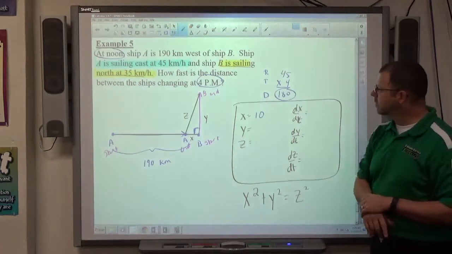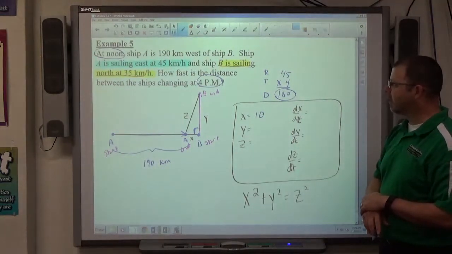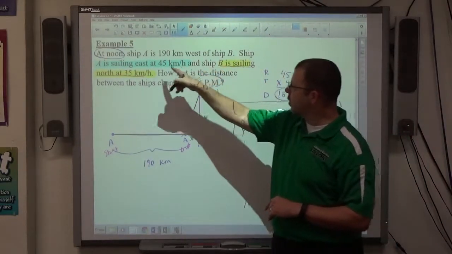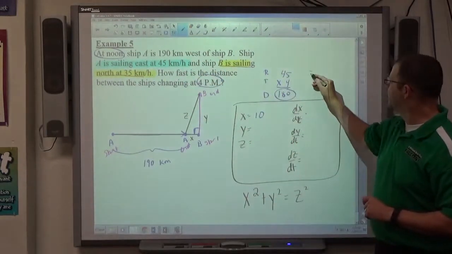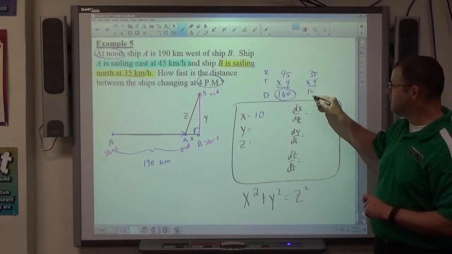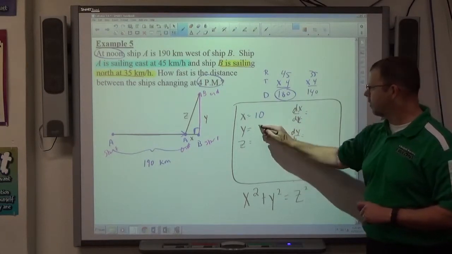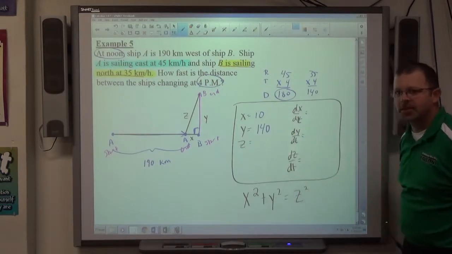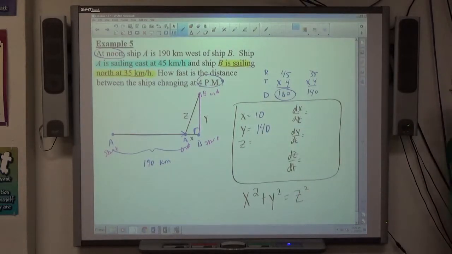What does y equal? We don't know. Well, we can figure it out, can't we? Ship B is sailing north at 35 kilometers per hour. 35 times 4 hours is equal to 140. Is that what you got? I did it in my head. Excellent. Proud of you doing it like that. Is there any way we can figure out what z equals? Not yet. Maybe we don't need to, so let's just skip that.